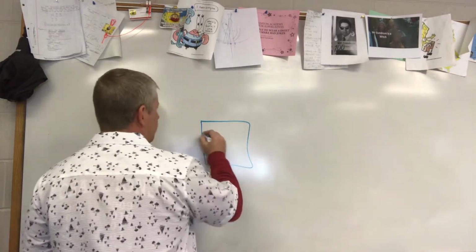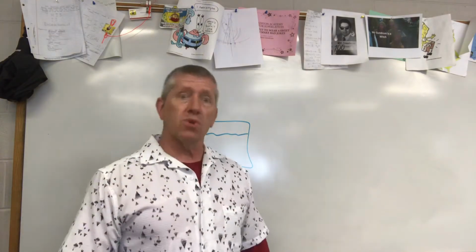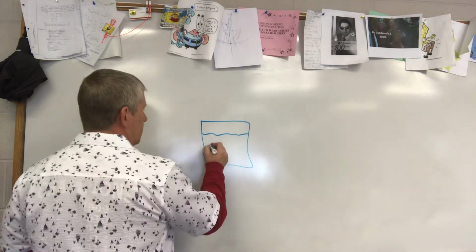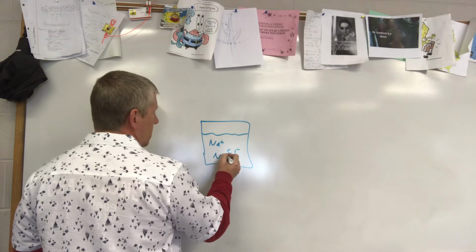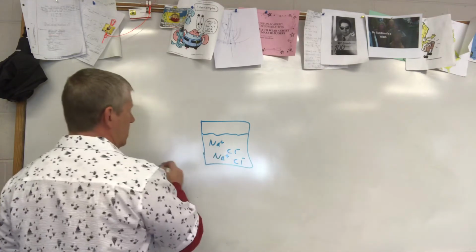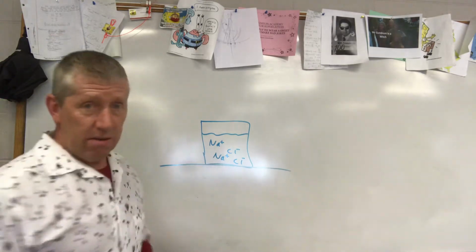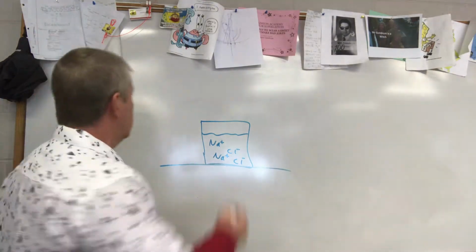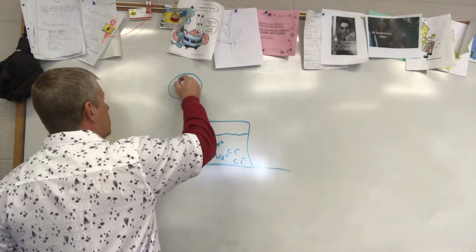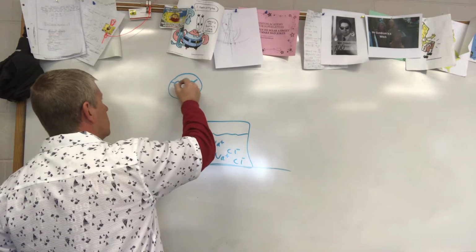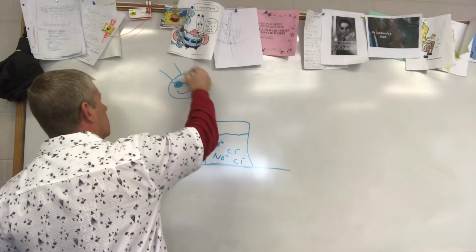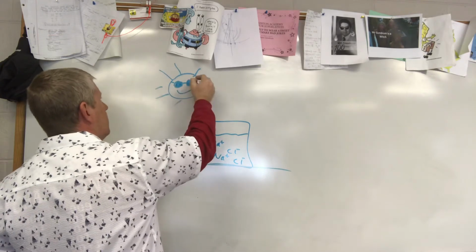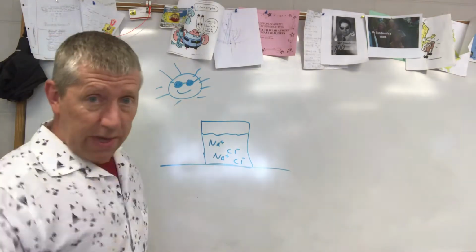A beaker of water. Not just any old water, salt water. So you've got some sodium ions floating around in there, chlorine ions floating around in there, salt water. You put it outside on a table on a hot, sunny day. Sun, Mr. Golden Sun, shining down on me. All right, there's the sun. Sun's got sunglasses on, protect those eyes.